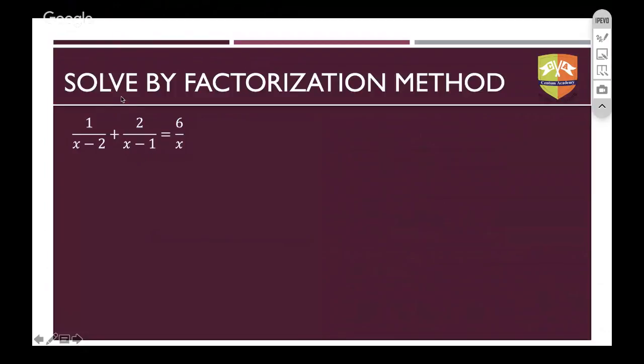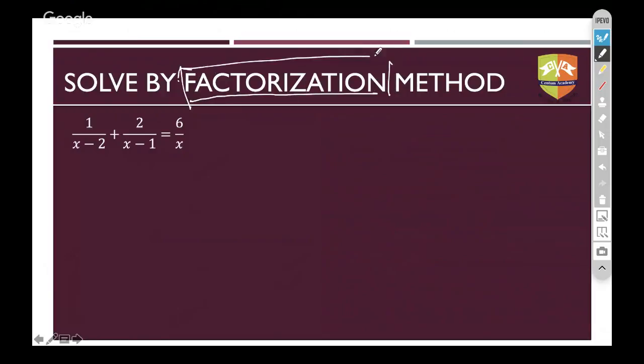So it is categorically saying to solve by factorization method. Be very, very careful. During excitement, people think that we know how to solve a quadratic equation and they miss the instruction given on the question paper. So don't miss the instruction given on the question paper. When it says factorization method, you cannot apply the quadratic formula.